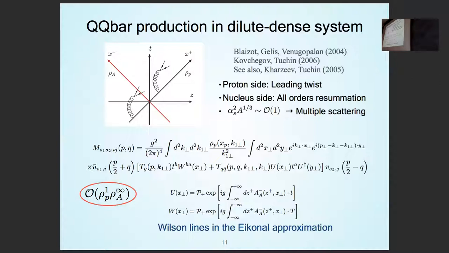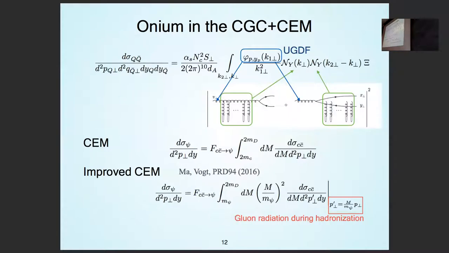There are two Wilson lines, the fundamental Wilson line and the adjoint one. Of course we have to use the eikonal approximation, and also a large energy limit, which makes the production cross section more simplified. This QQ bar production cross section is computed from the integrated gluon distribution function for the projectile side and two dipole amplitudes, coming from these two Wilson lines in the large energy limit, and these are the hard factors. We can use these expressions for describing open heavy quark pair production or quarkonium production.